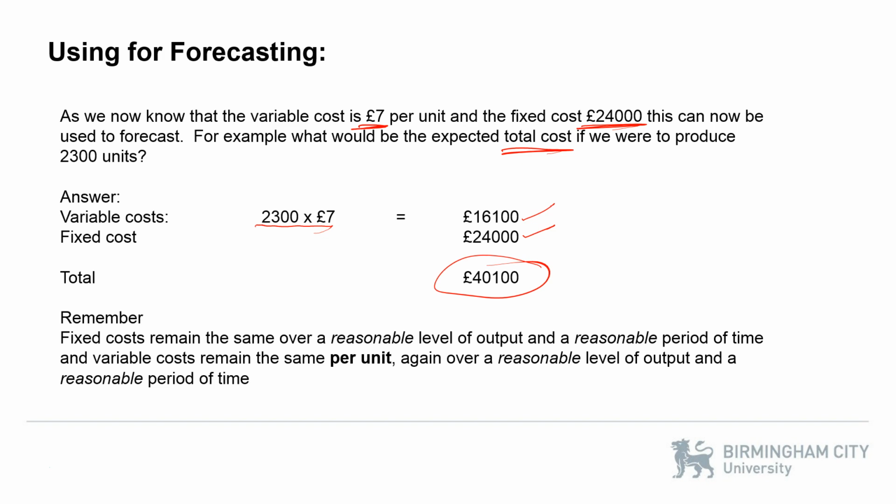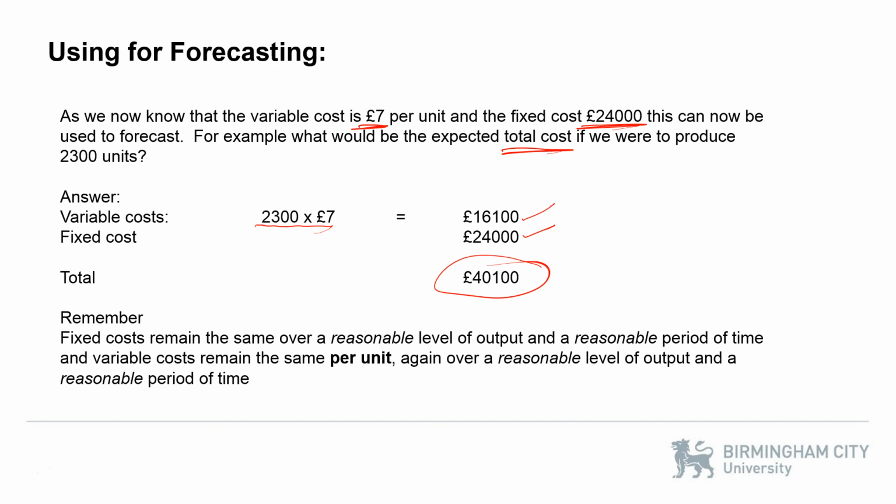Just a reminder, fixed costs and variable costs. Right, the fixed costs in total we expect to remain the same over a reasonable level of output and a reasonable period of time. It doesn't mean that they will stay the same indefinitely. For example, if your fixed cost is rent, every year you're likely to see a rent increase. So it's probably going to stay the same for 12 months, then it will go up and stay the same again for the next 12 months.